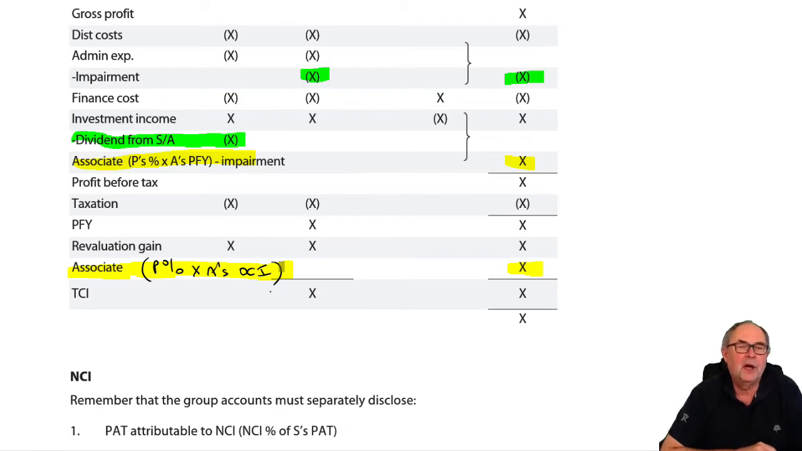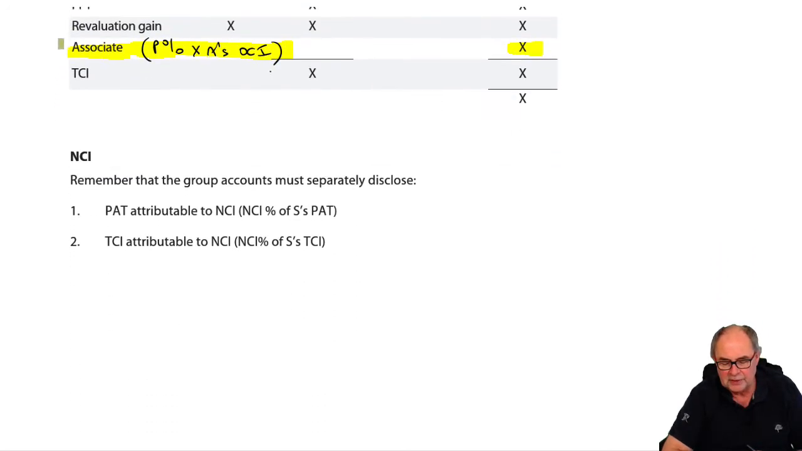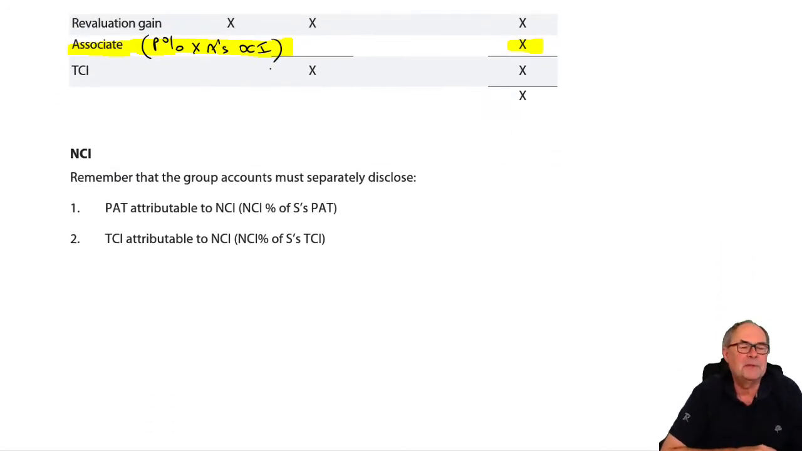Once the profit and loss and other comprehensive income have been completed, remember that you have to disclose how much of the subsidiary's profit is attributable to NCI. A very common mistake is to take the group profit. It's not. You have to show the amount of the subsidiary's profit that belongs to the NCI, and also the amount of the subsidiary's total comprehensive income that belongs to NCI.